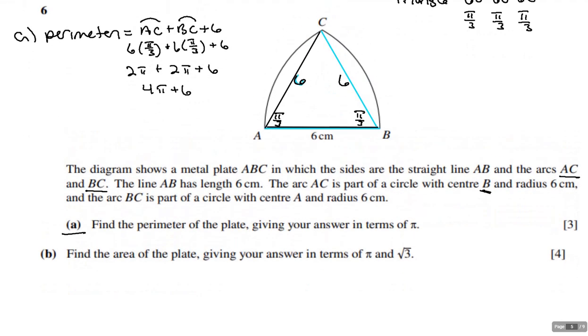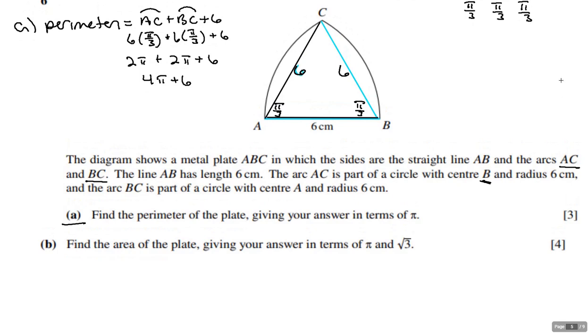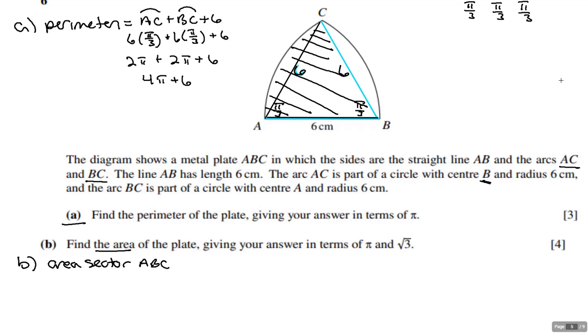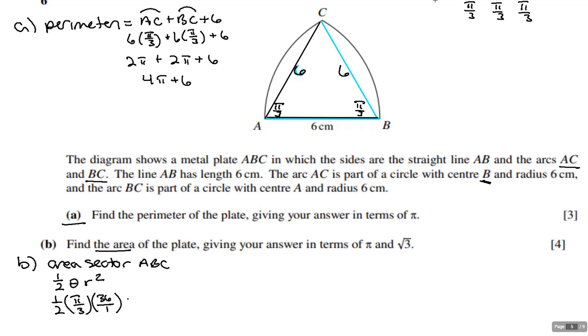And then for part B, they want us to find the area of the plate. Basically, I'm going to find the area of one of the sectors. That gives me most of the plate. Then I'm going to find the area of this other sliver, this BC. I've got this whole part, and then I've got this sliver that I've got to figure out. The area of the sector is pretty easy because I've got a formula for that. That's going to be 1/2 times the angle times r squared, and I know the angle is pi over 3, and I know r is 6, so I can figure that out pretty quickly.